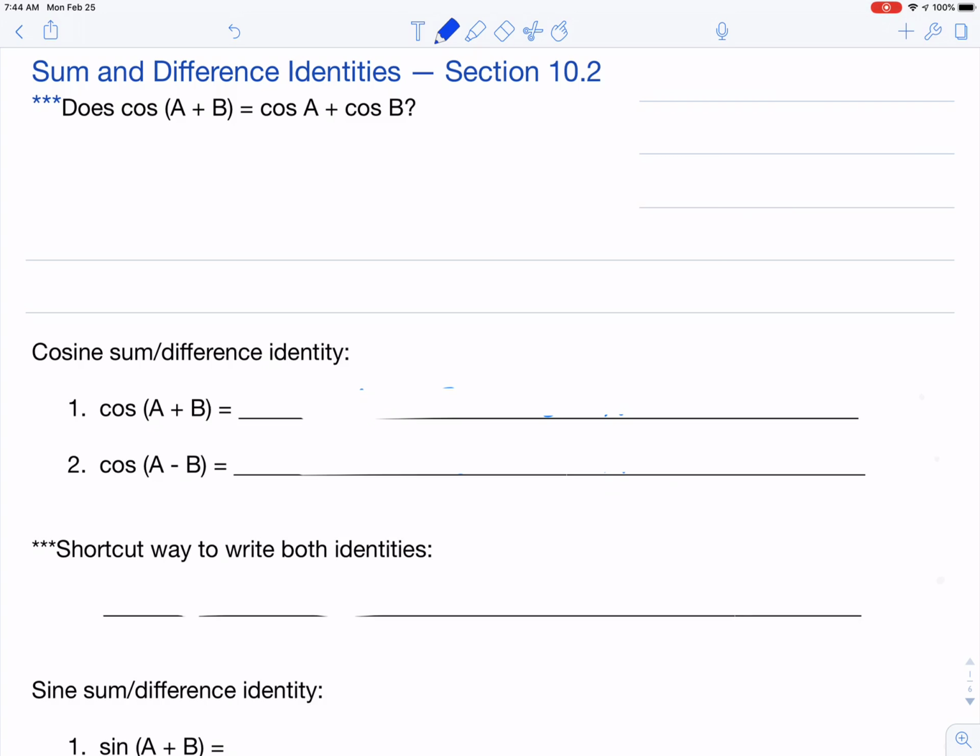So what I want you to do for your embedded question is plug in 30 degrees for angle A, plug in 60 degrees for angle B, and plug this in on the left side and on the right side of the equal sign, and tell me whether or not the left side and the right side are equal to each other. Of course, when you write this down, you'll need to show me the work for that as well. This is not just a yes or no question. So show me your work on that.